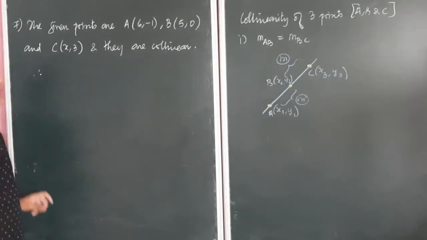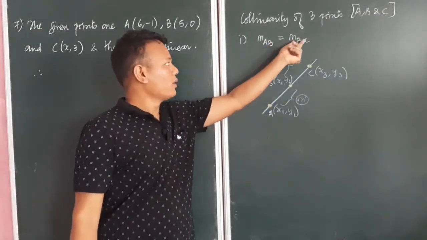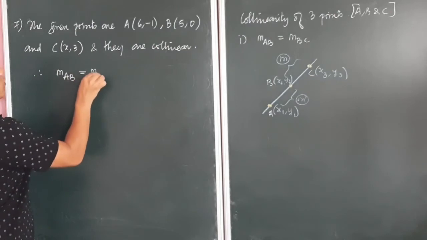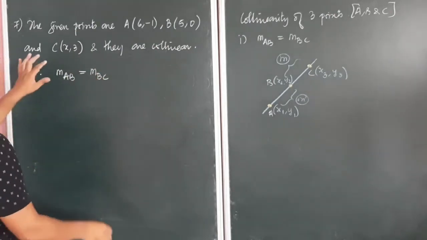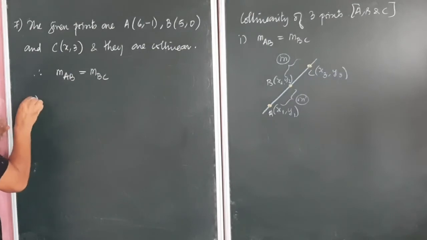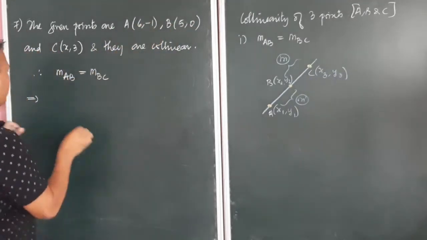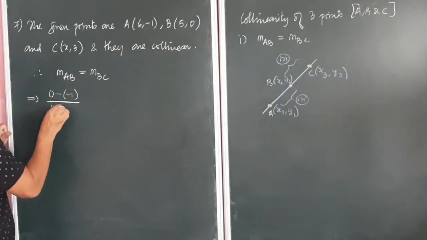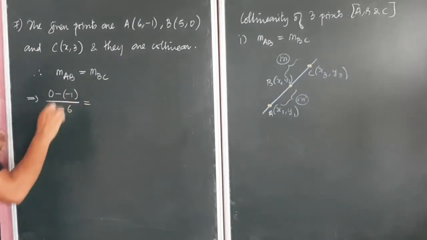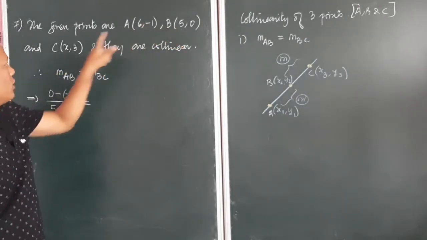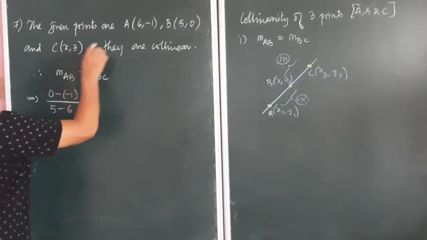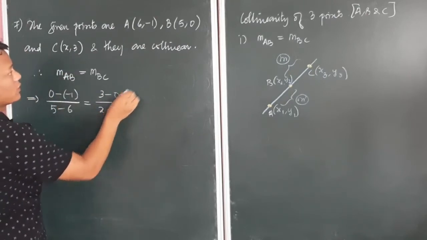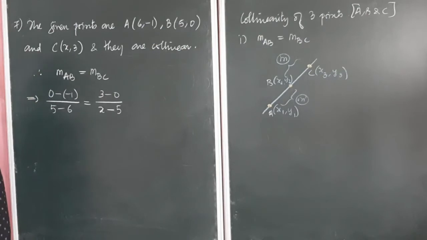So therefore, as we know, the condition for collinearity is m of AB must be equal to m of BC. Let us see what is m of AB. Slope of AB is y2 minus y1, so 0 minus (-1), divided by x2 minus x1, that is 5 minus 6. This will be equal to the slope of BC. So y2 minus y1, that is 3 minus 0, divided by x2 minus x1. From here we will calculate the value of x.